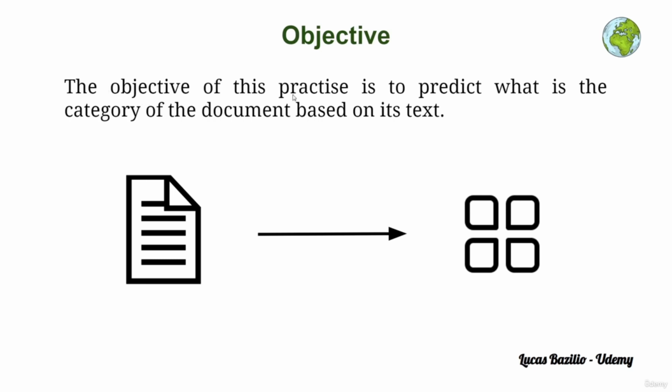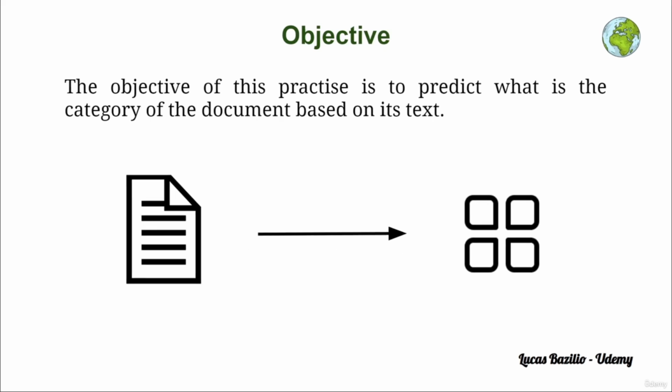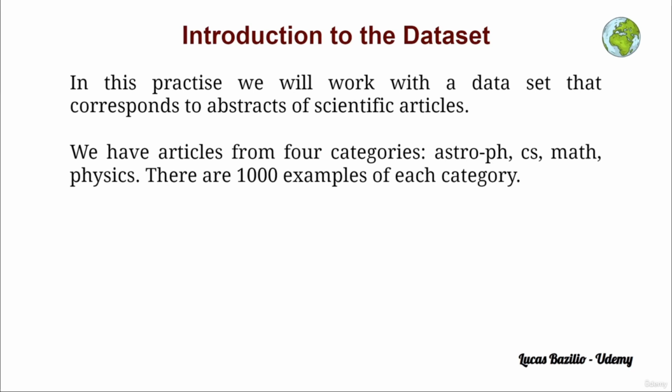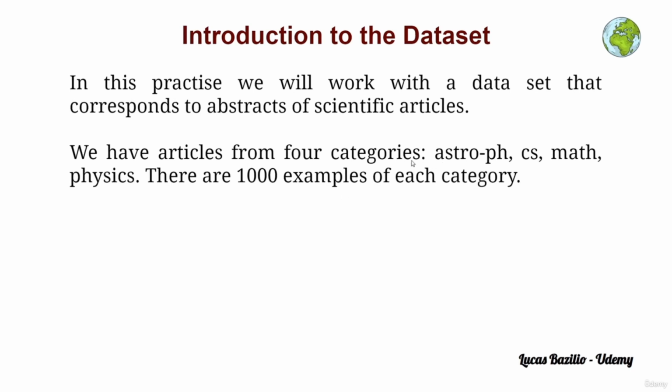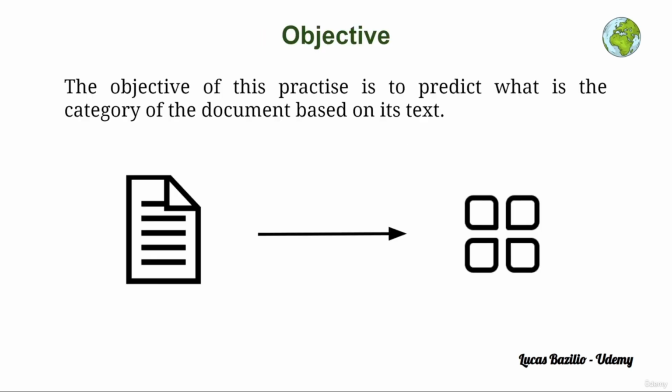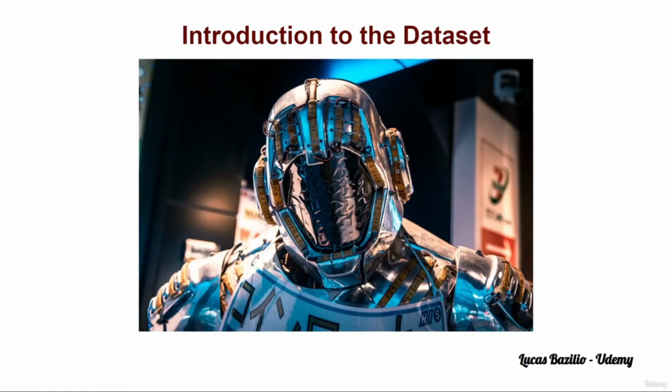Well, the objective of this practice is to predict what is the category of the document based on its text. That is, given a document, we want to classify this document with its category. So we need to predict if this document is a document of astrophysics, a document of computer science, a document of mathematics, or a document of physics. So we have here in total 4 classes, and we need to classify this document. On the following lesson, we will perform an initial study of this dataset.